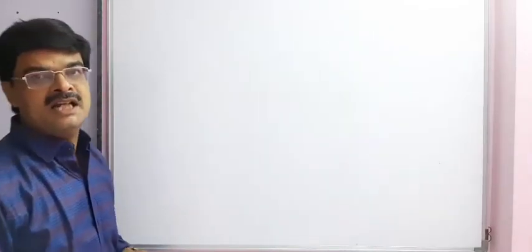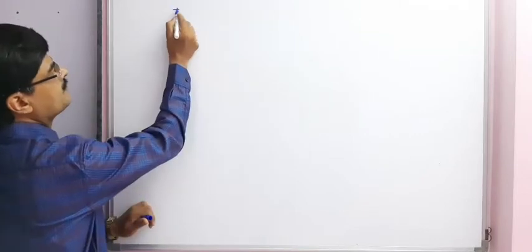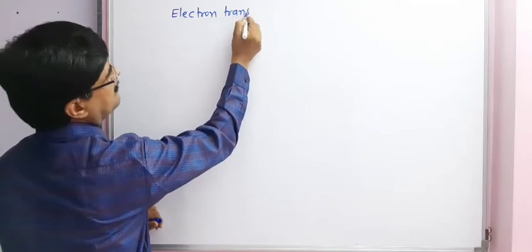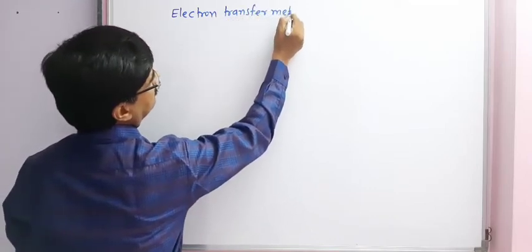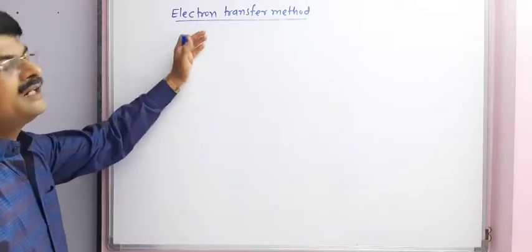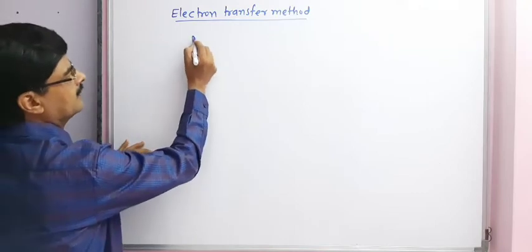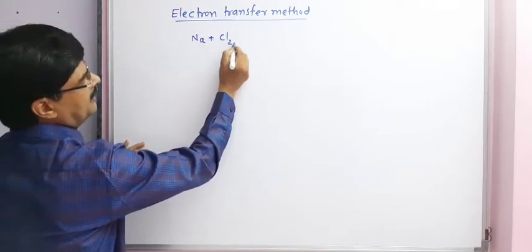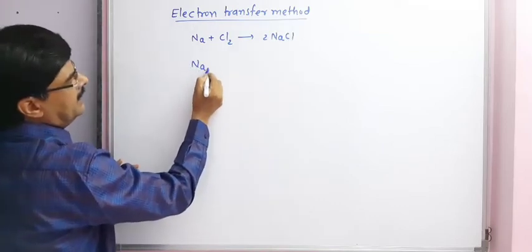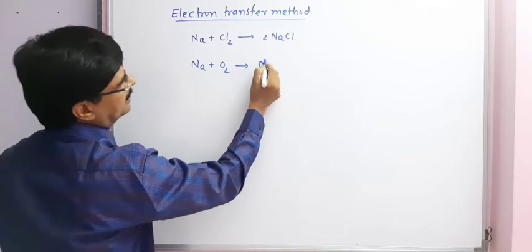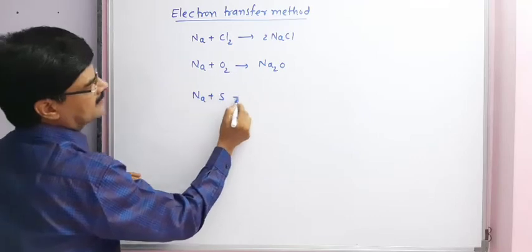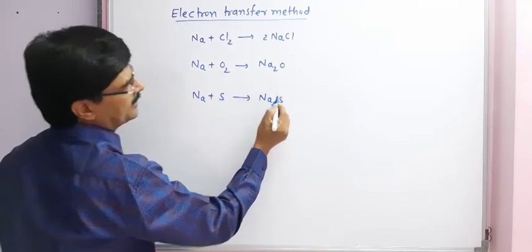Now we will understand the electron transfer method. Take different chemical reactions like Na plus Cl2 gives NaCl. Na plus O2 gives Na2O. Na plus sulfur gives Na2S.